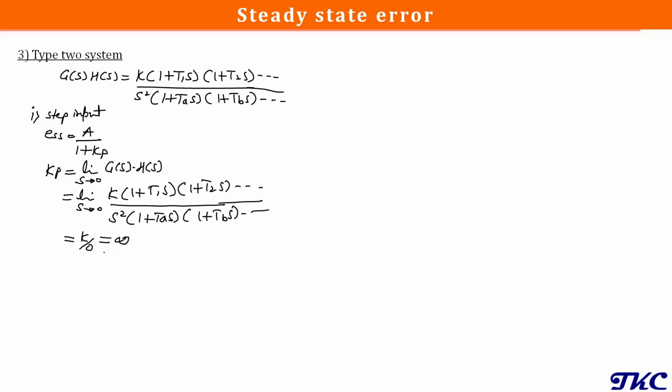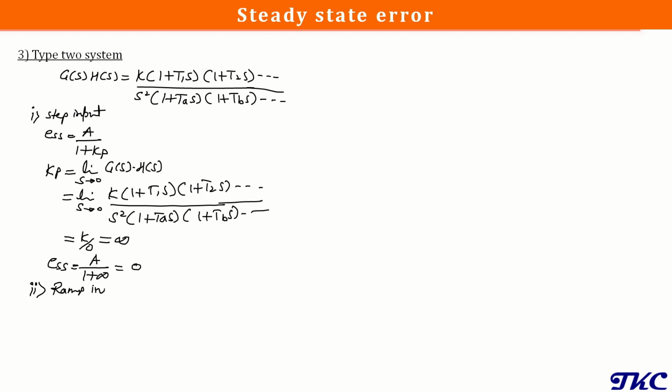So again, when we substitute this infinity in place of Kp in this steady state error equation, we will be having A by 1 plus infinity. So again 1 plus infinity is infinity and A by infinity is 0. So for this case, we are getting steady state error to be 0. Now let's find for the ramp input.